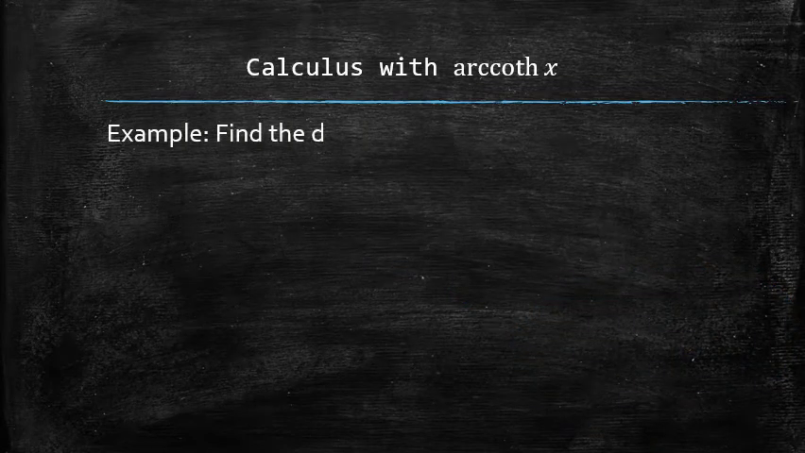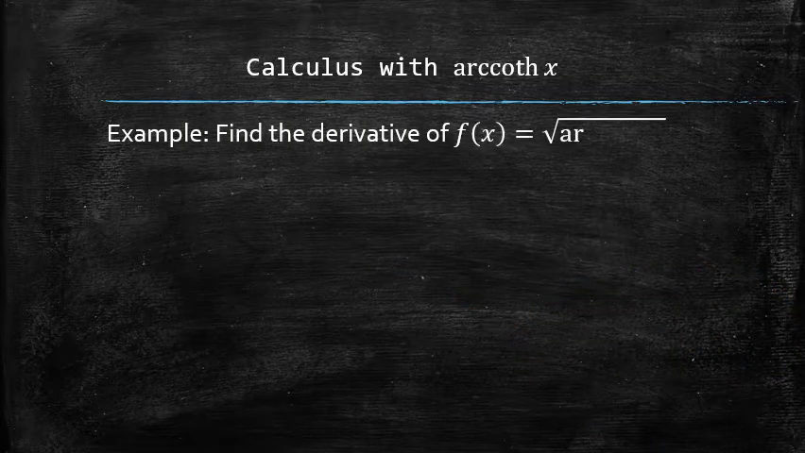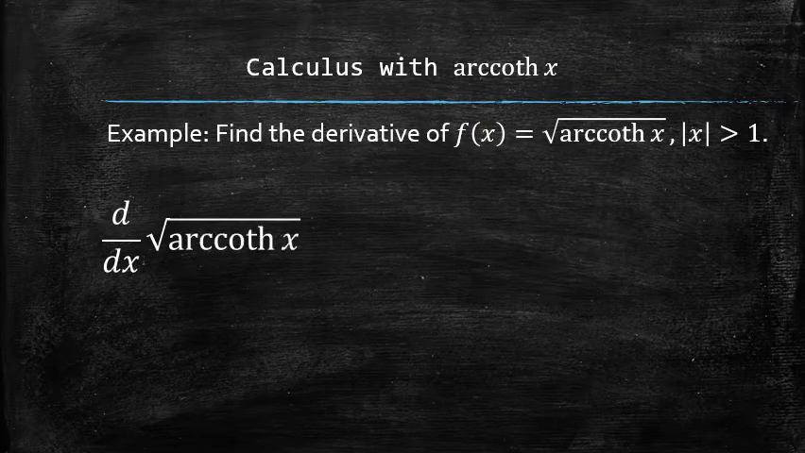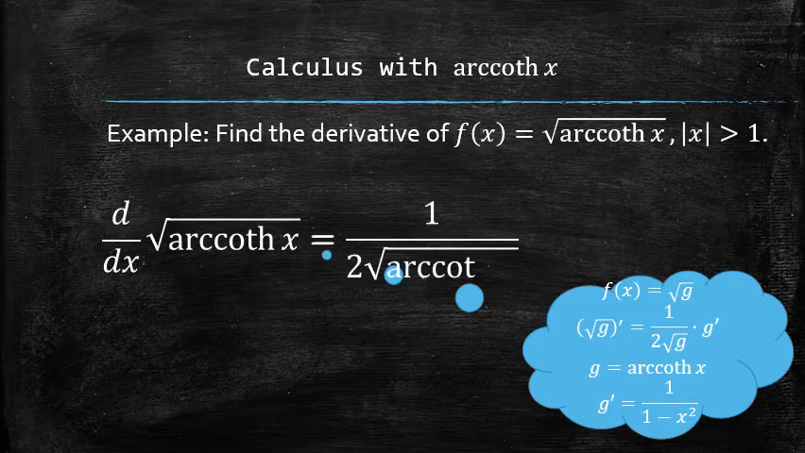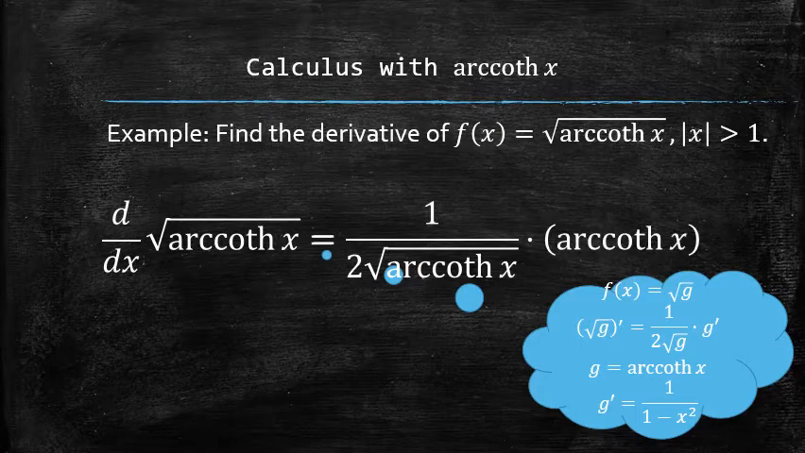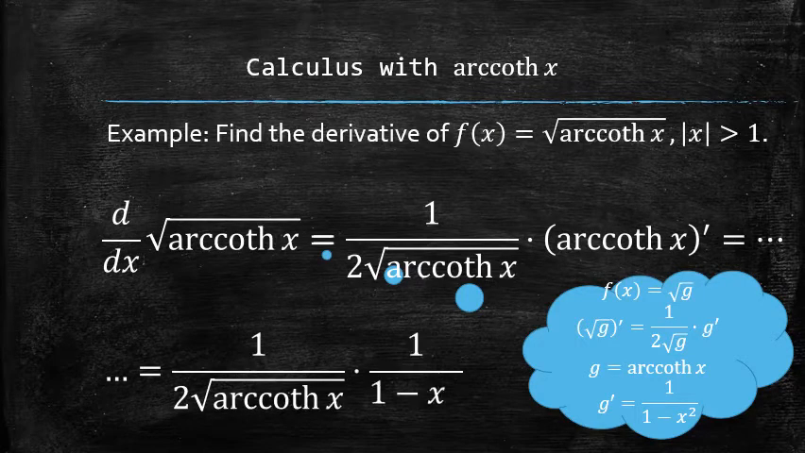Let's, for example, find the derivative of the following function. We start the process by recognizing that we have to find the derivative of a composition of the square root function applied to the hyperbolic arc cotangent function, which is equal to the following expression, in which we know how to find all the components. There isn't much to simplify after we plug everything in.